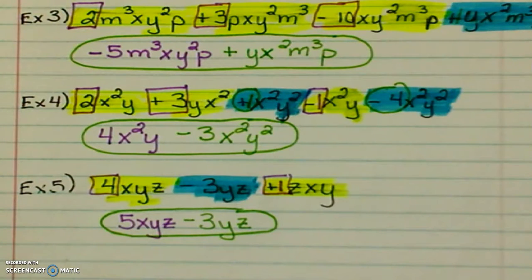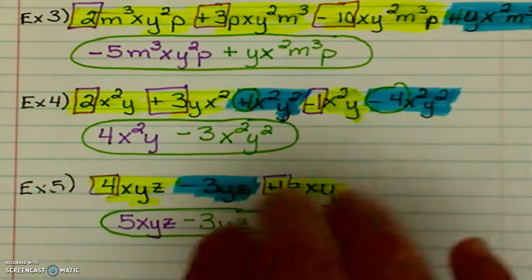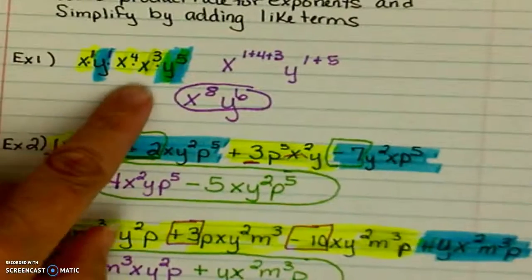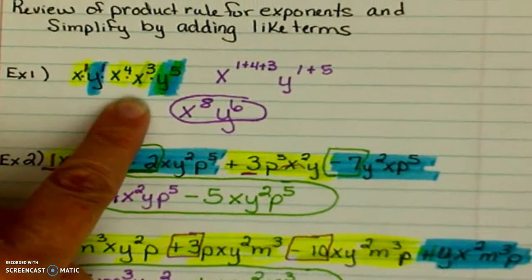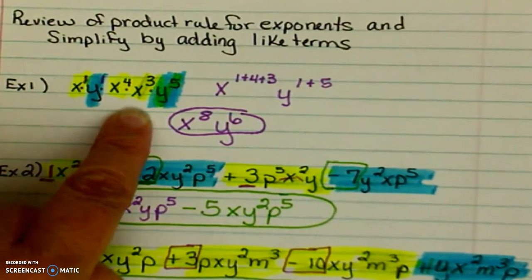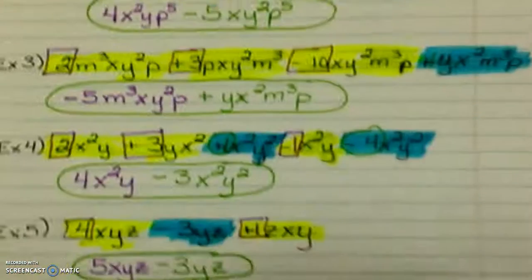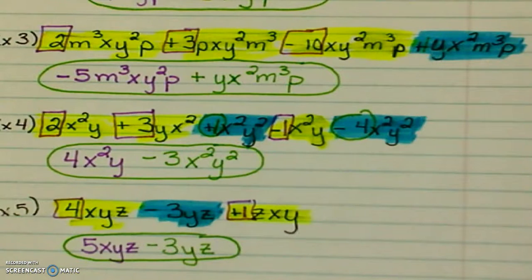Okay, so for this week you have a simplified by adding like terms worksheet. There are 15 problems, and 6 of those problems are review from last week, which deal with adding those exponents when you are multiplying like bases. So it's review of the product rule for exponents that we talked about last week.